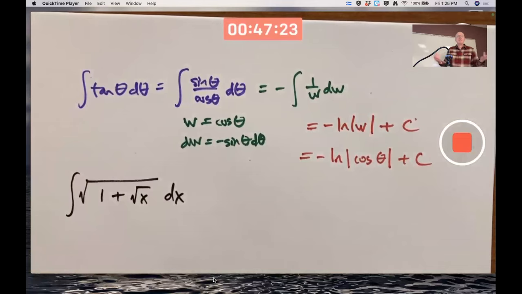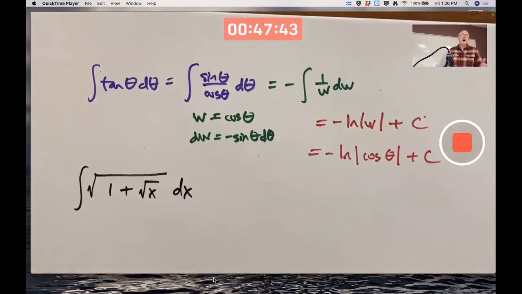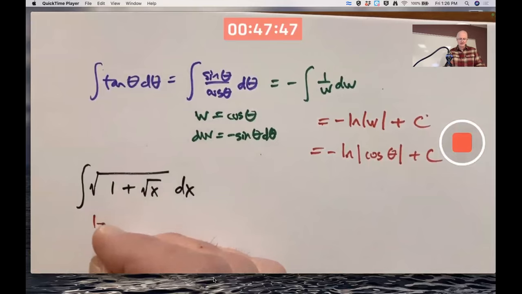And yes, there are plenty of integrals where it's not really possible to find an antiderivative. Again, think Fresnel C and Fresnel S. However, it's not clear whether this is one of those or not. So let's try integrating it with a substitution.